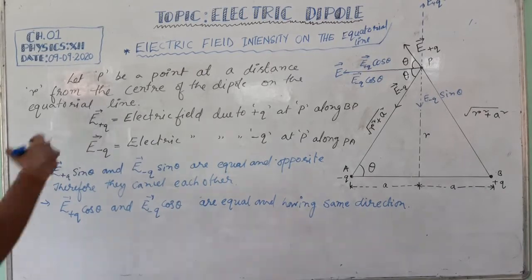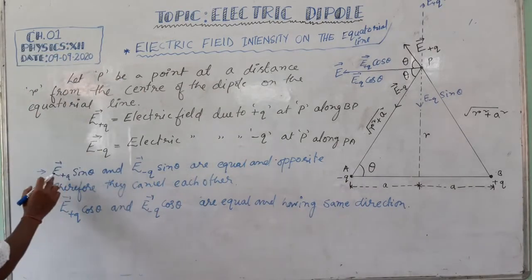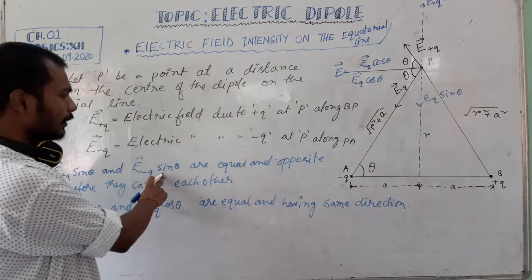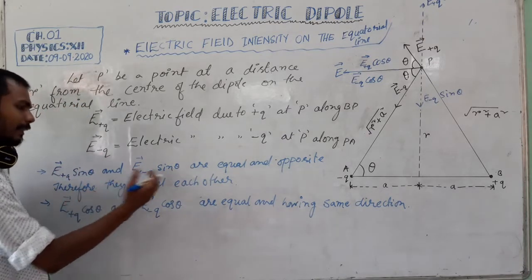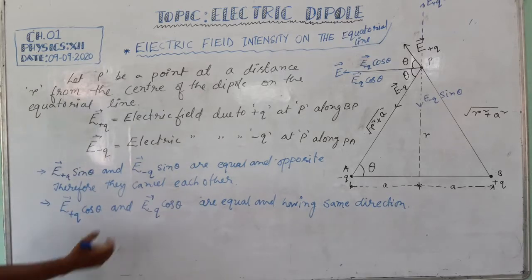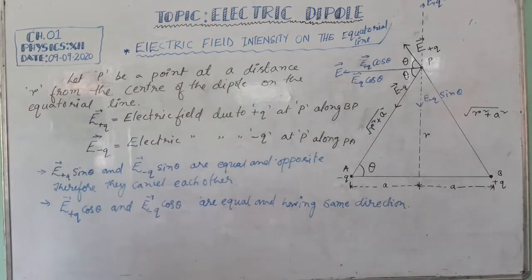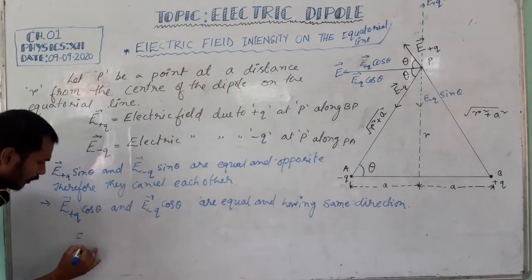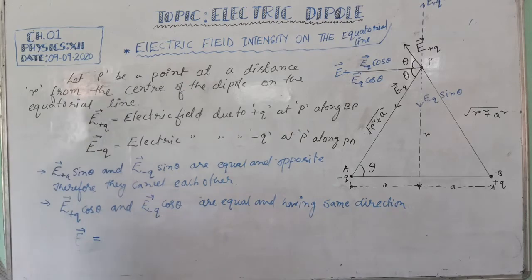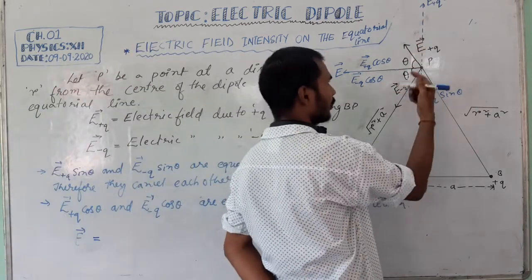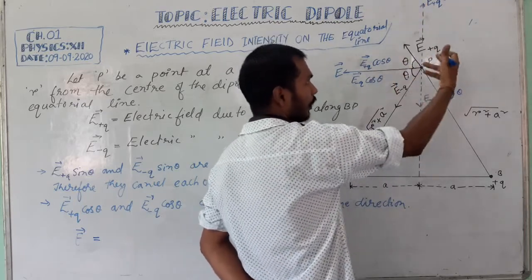Now we have resolved this electric field into its rectangular components. E plus Q sin theta and E minus Q sin theta are equal and opposite in direction, so they will cancel each other. Similarly, E plus Q cos theta and E minus Q cos theta are equal in magnitude and have the same direction, so they will add up. So we can write E net or E resultant. E resultant means these two cancel each other, meaning there is no electric field along the equatorial line. Along this line there is zero electric field.